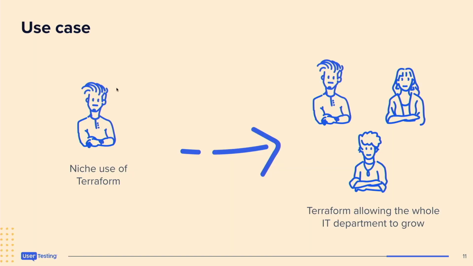So the use case at hand, and why we are here today, is that we use Terraform to create all the infrastructure. We already had a good knowledge of it, with best practices, security, etc. But it was a niche use. It was only used by the infrastructure and ops team.